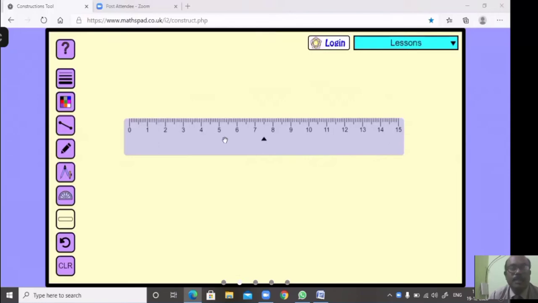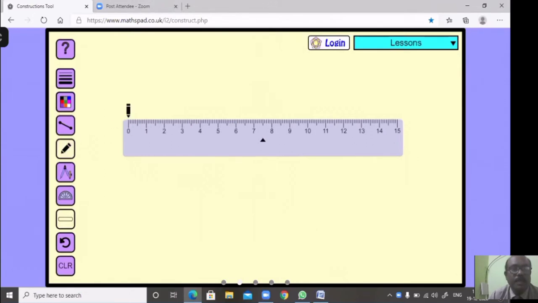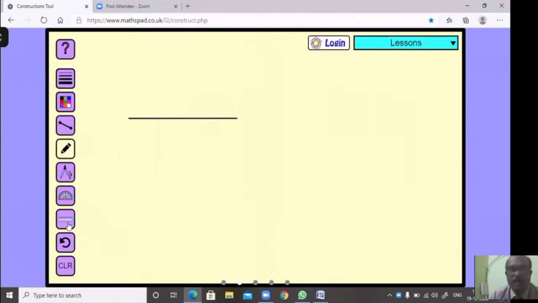Draw a line segment of length how much? 6 centimeter. Okay, so I have taken the ruler and I am drawing a line segment of 6 centimeter. Okay, and then I name it as, say, AB. Let me write down this as AB. So AB is how much?